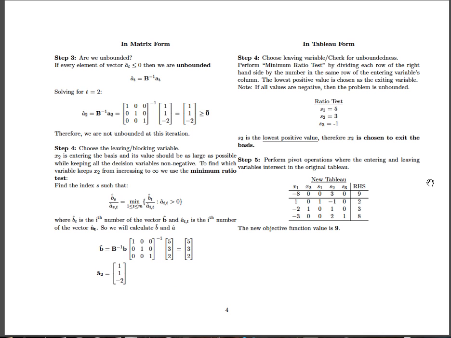Next, we need to check for unboundedness and choose a leaving variable. In matrix form, we multiply B inverse by A of the entering variable. And when we do that, we get this vector right here. As long as one of the values in this vector is greater than 0, we are not unbounded. In this case, we have 2.